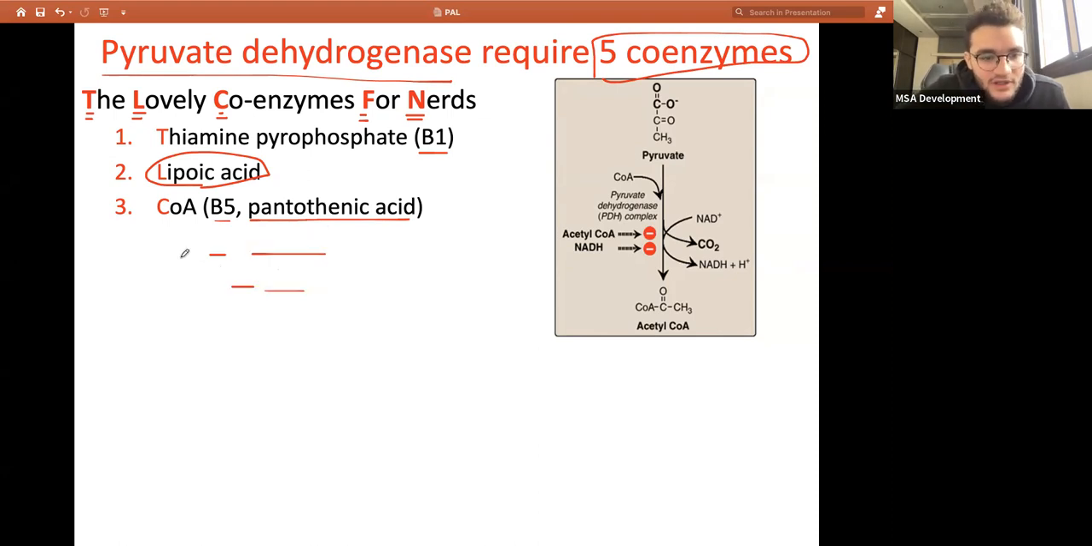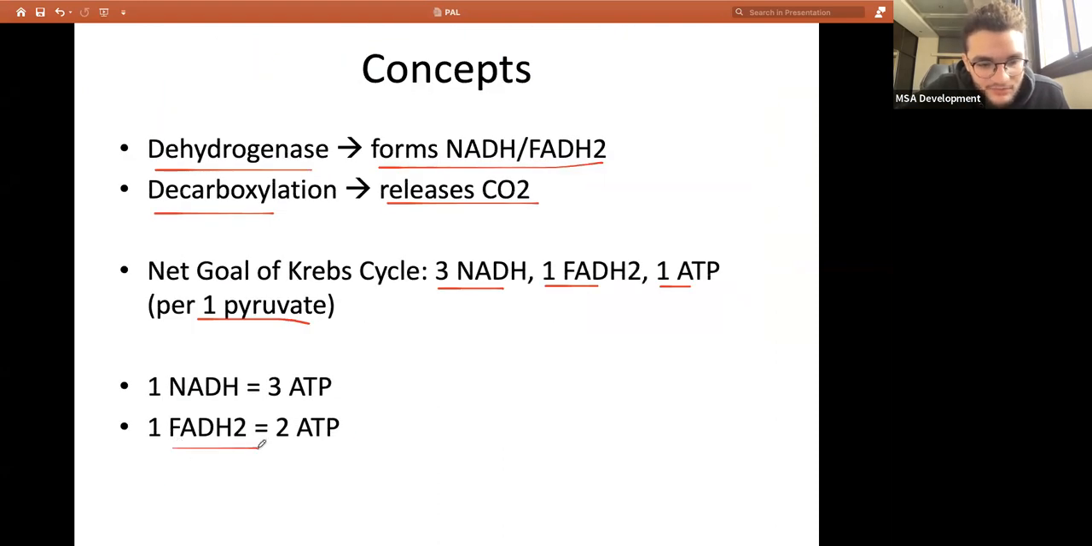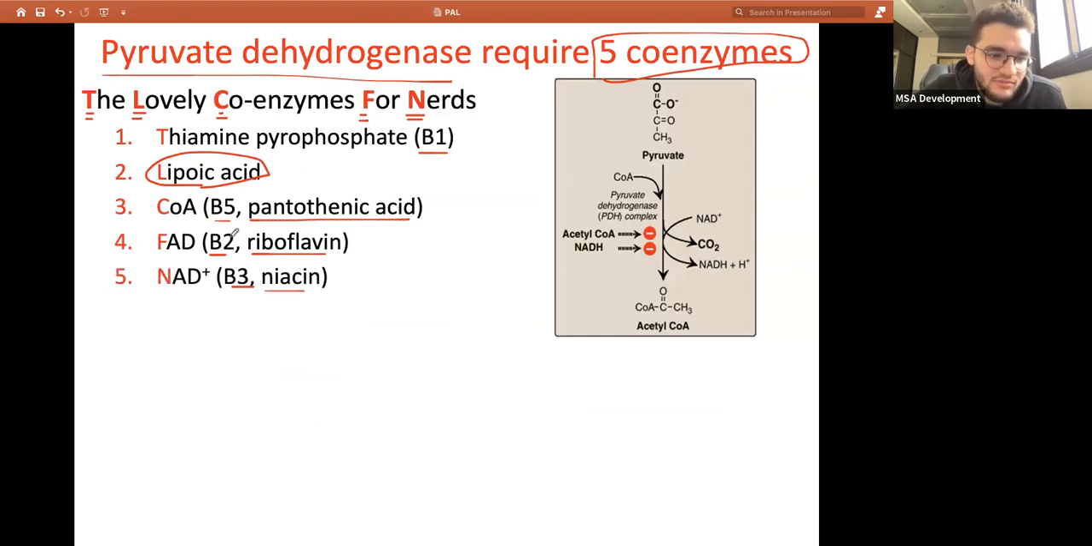For FAD, we know from the Krebs cycle, as we said here, that FADH2 forms 2 ATP, and NADH forms 3 ATP. It's not really related, but a way to memorize that is FAD, B2, because it forms 2 ATP, and riboflavin, because it has an F, so FAD. If you want to memorize it that way, you can go ahead and do that, but you have to know them, okay? NAD positive, obviously 3 ATP, so also vitamin B3, and N, so niacin, it starts with an N. So you can memorize that way. But again, you do have to know them.